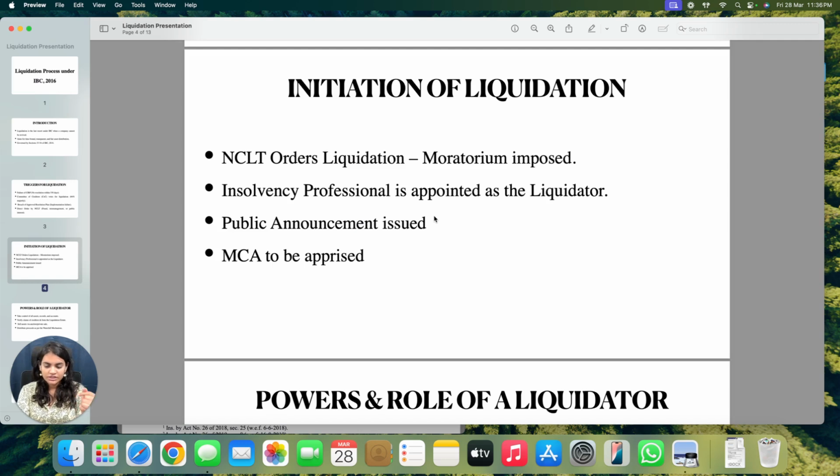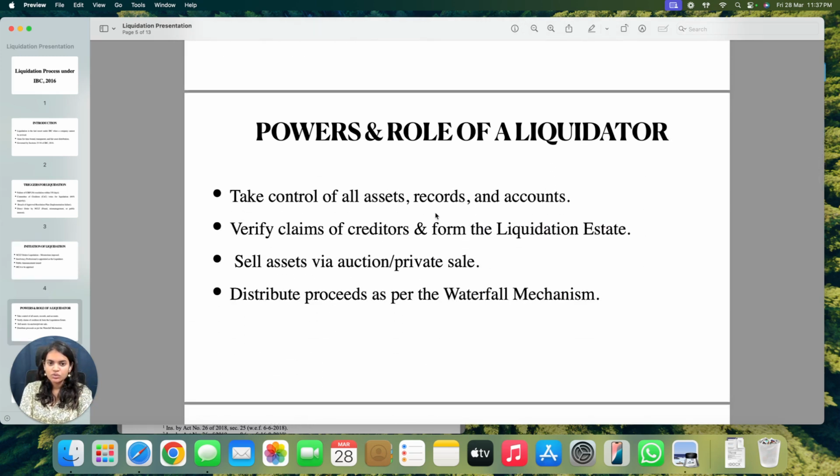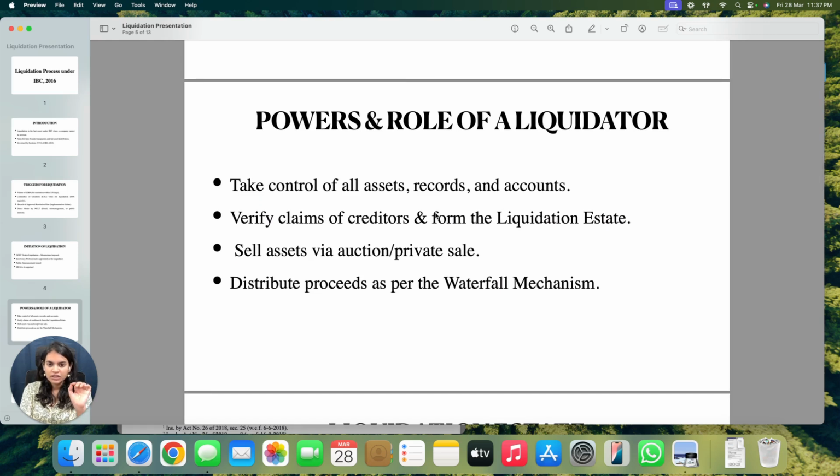So the concerned registries are required to update it on their platforms as well, so that the stakeholders, in case they somehow by chance miss out on the public announcement, or for instance the IBBI website also displays the public announcement that is issued by the resolution professional or the liquidator. Similarly, MCA also provides it in the manner that I just showed you. So now let us understand the role and powers given to a liquidator.